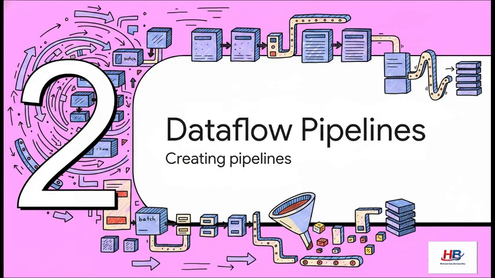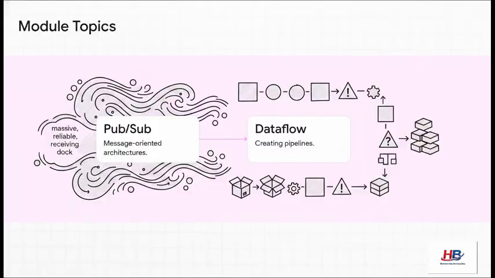Section 2. Pipelines with Dataflow. All right, so you've got your message-oriented architecture down. Your data is securely buffered. Think of Pub/Sub as this massive, highly reliable receiving dock. It catches every single box coming off the trucks. But once the data is sitting on that dock, it needs to be unpacked, sorted, transformed, and delivered.